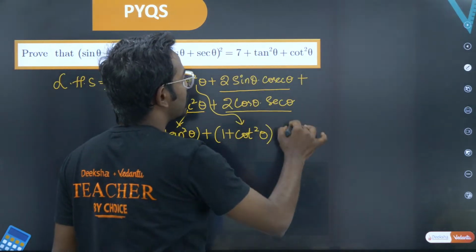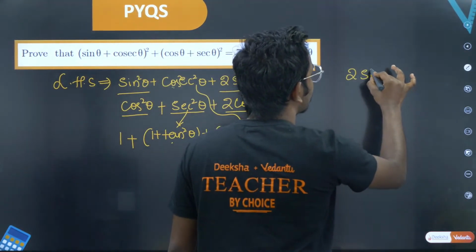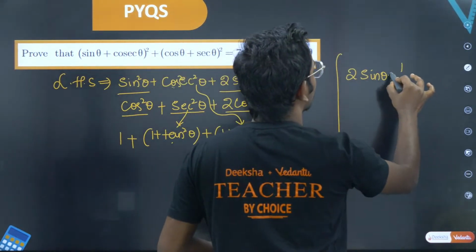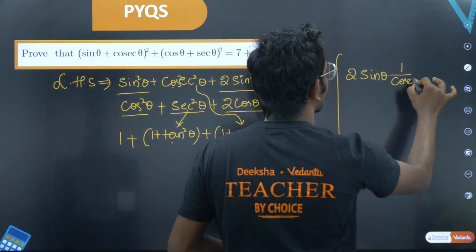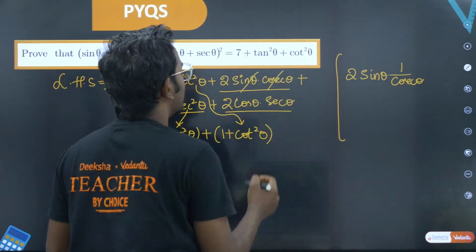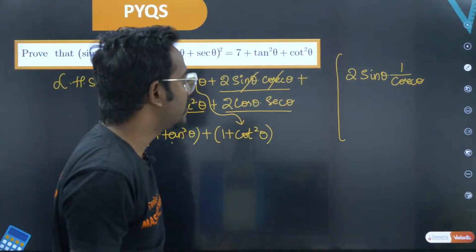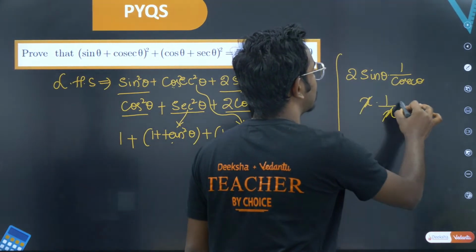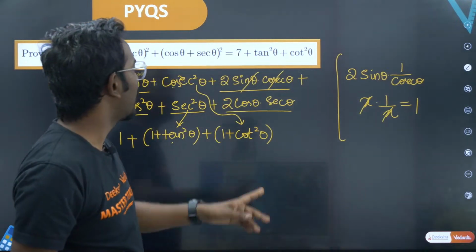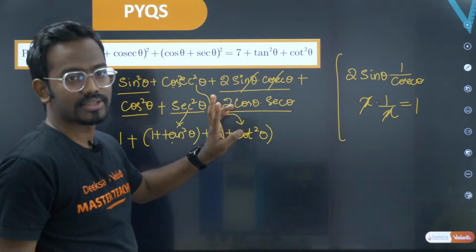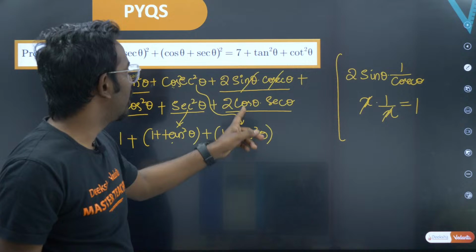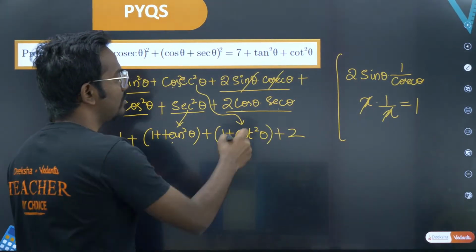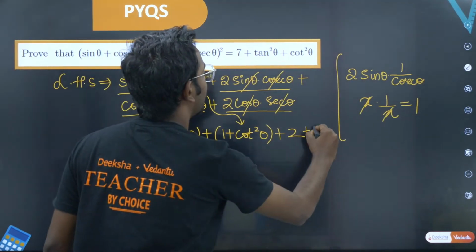So 2 times sine theta into cosecant theta. Can I write cosecant theta as 1 by sine theta? They are reciprocals of each other, so you'll have to cancel these two. If you have x and 1 by x, what is your first step? You'll cancel them and write it as 1. In this case, you have 2 into x into 1 by x, so x and 1 by x get cancelled. You'll be left with 2 here. Similarly, cos and secant are reciprocals of each other. You can cancel them. You'll be left with 2 more.